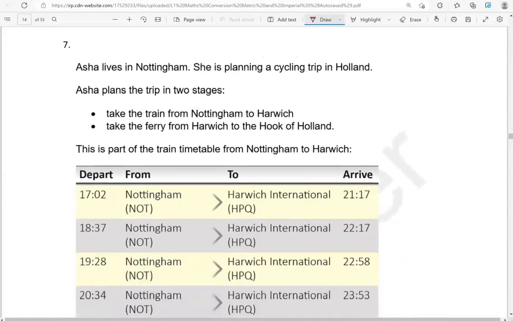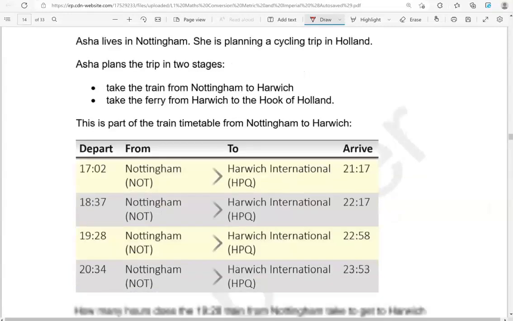Asha lives in Nottingham. She's planning a cycling trip in Holland. Asha plans the trip in 2 stages. Take the train from Nottingham to Harwich. Take the ferry from Harwich to the Hook of Holland. This is part of the train timetable from Nottingham to Harwich.